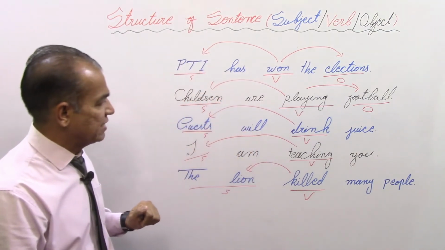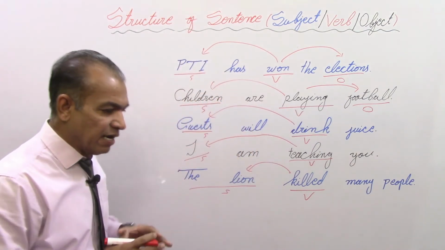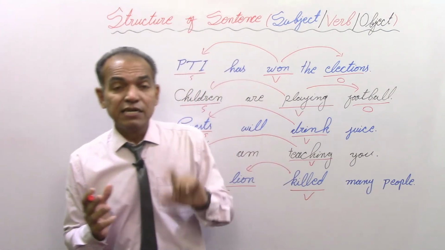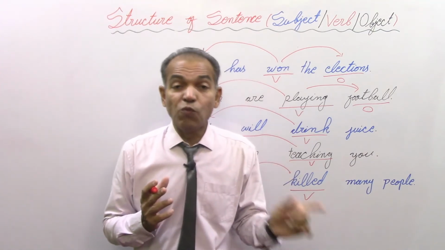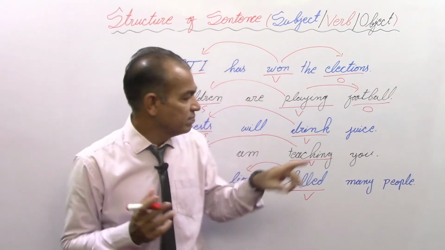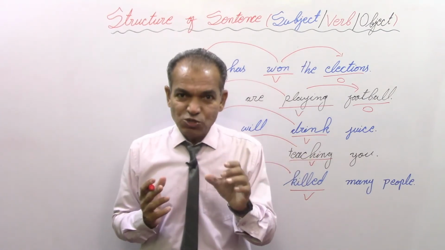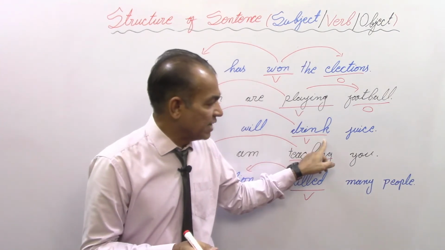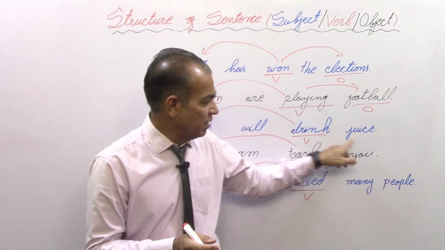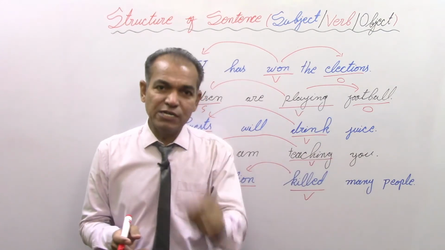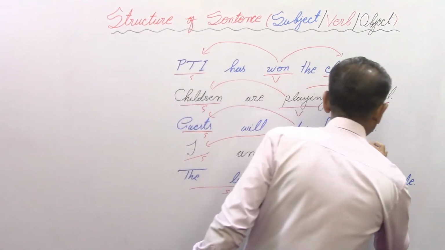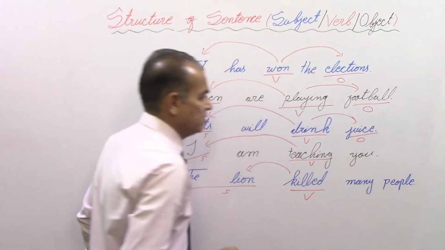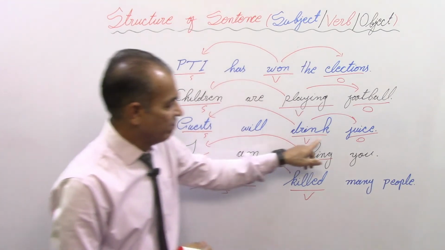The third example: "Guests will drink juice." Guests will come, they will sit, they will take their glasses, and when they take their glasses, they will start affecting something. So what will be affected by their action of drinking? They will take their juices, and when they start drinking, the juice will be affected by this action. It means that juice would be called the object of this sentence, because juice will be affected by the action of drinking.